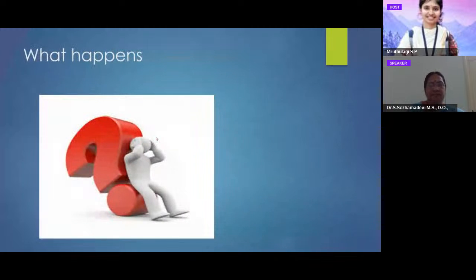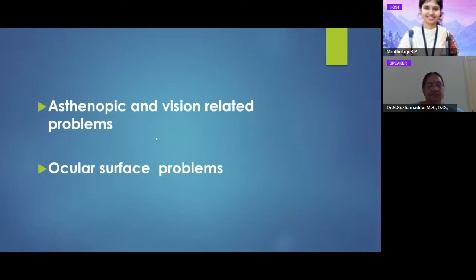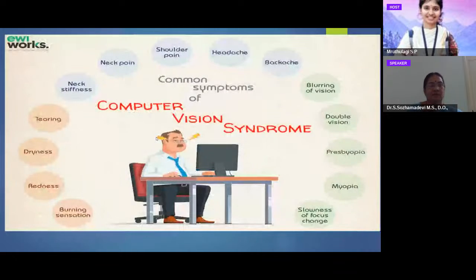So what happens when there is a failure of blinking and when there is a problem in keeping accommodation due to accommodation fatigue? Next. So this is what happens. When there is decreased blink rate, you have ocular surface problems, that is dryness. And when there is accommodation fatigue, you have asthenopic symptoms, tiredness, and vision-related problems. Next.